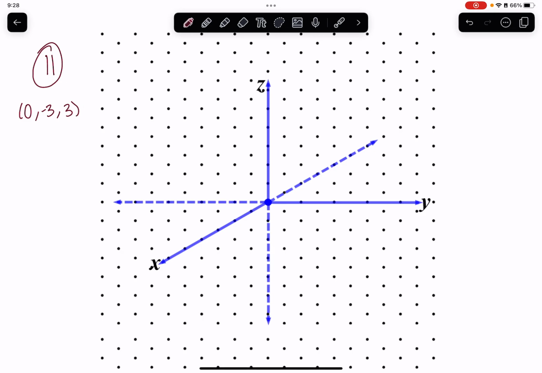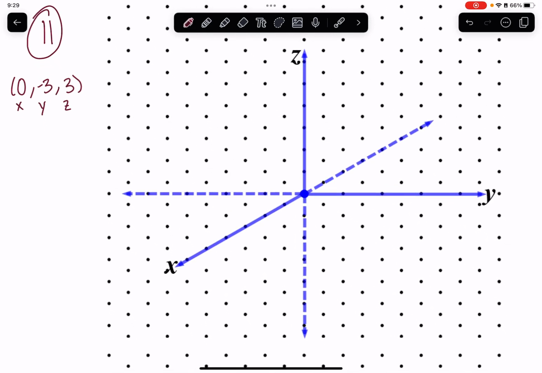And if you accidentally mess up, A, I would use pencil so you can just erase. But B, if you need more copies of these papers, let me know. I'd be happy to give you some. Okay, so again, this is X, comma Y, comma Z. So this grid paper is really, really helpful.